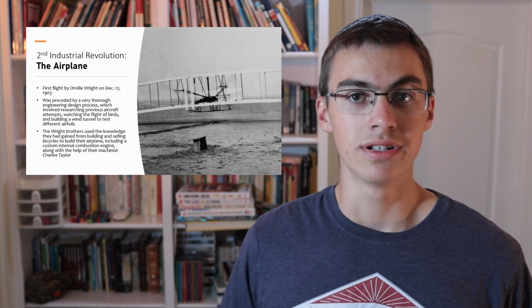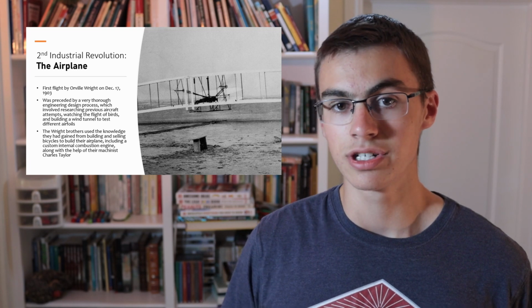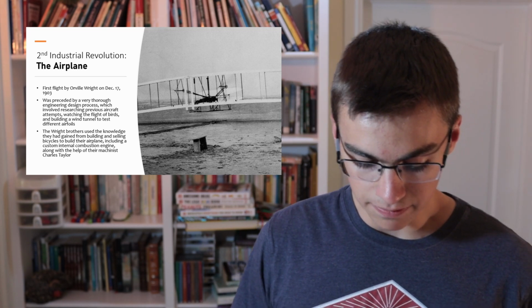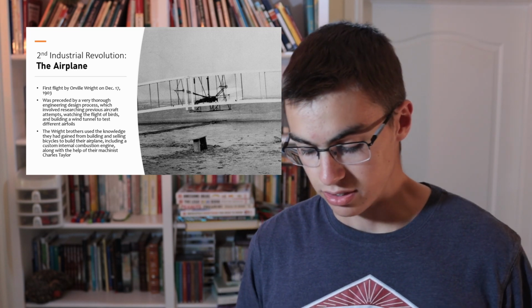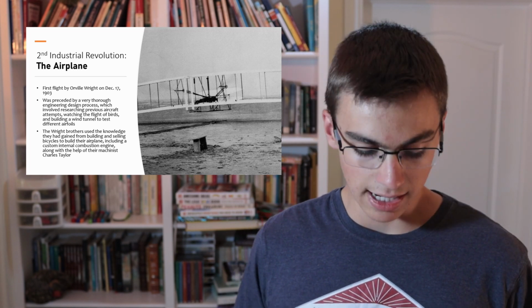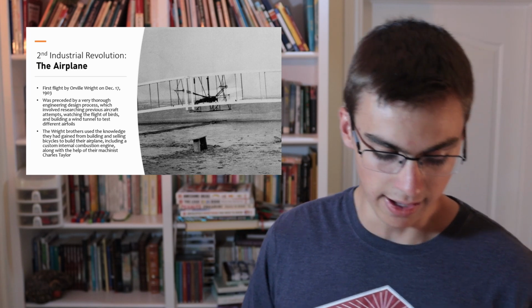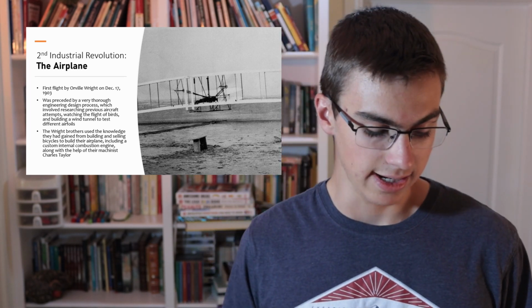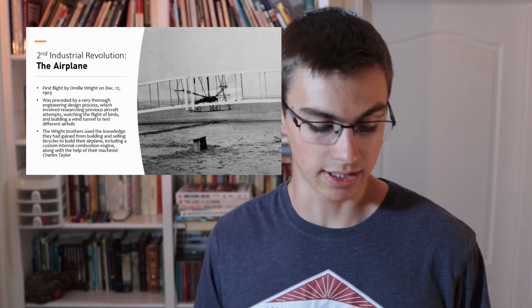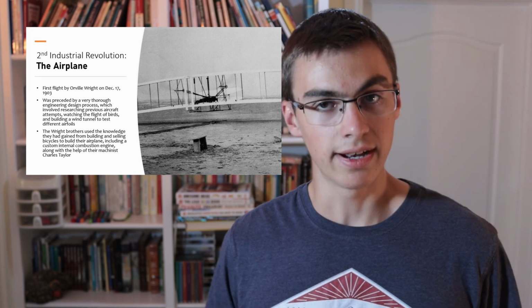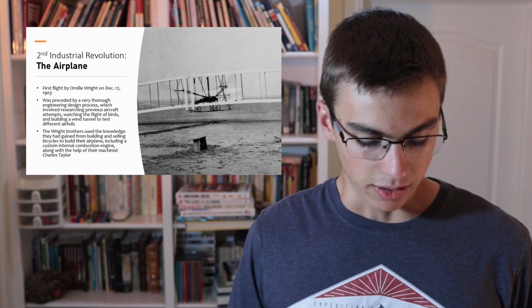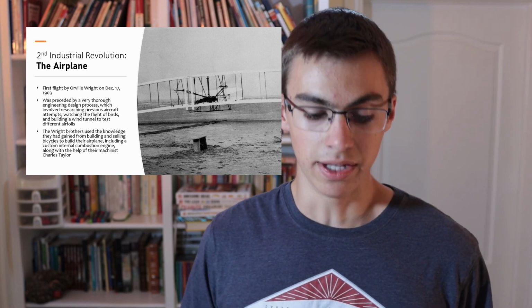So the Wright brothers were involved in a great deal of research before they actually made the airplane, and so they did things like researched previous attempts at making aircraft, the flight of birds, and they built their own wind tunnel to test different airfoils. And they also used the knowledge they had gained from building and selling bicycles for several years to build their airplane, so a lot of that mechanical knowledge. And then their machinist, Charles Taylor, also helped them particularly build their engines.